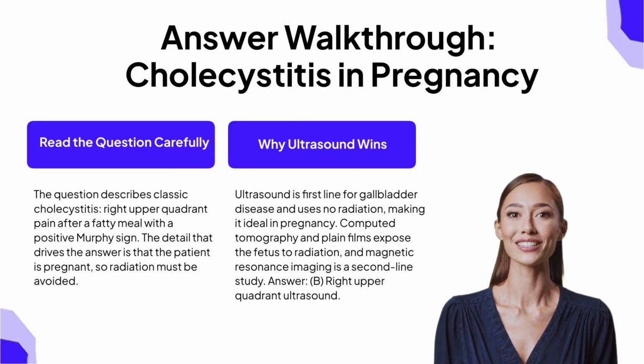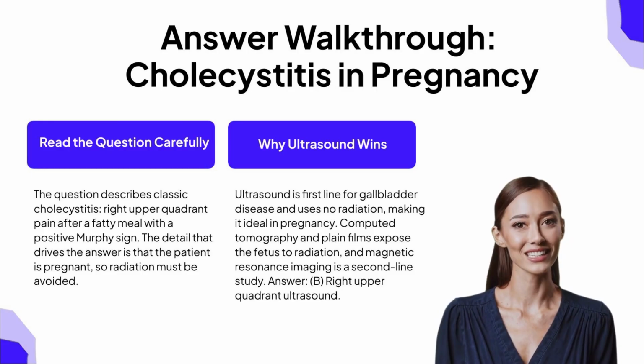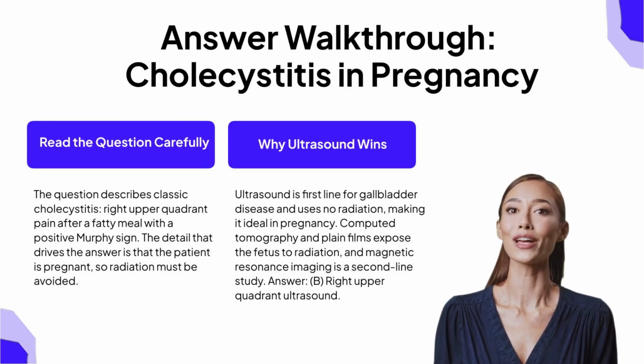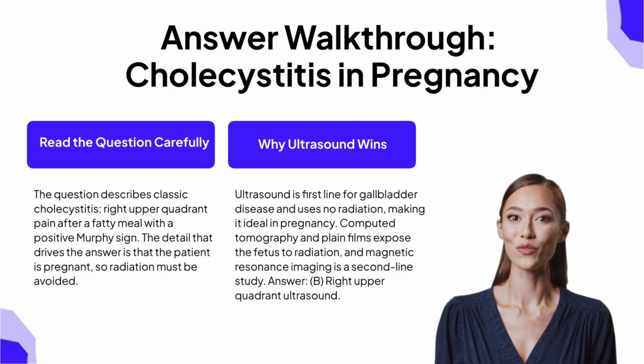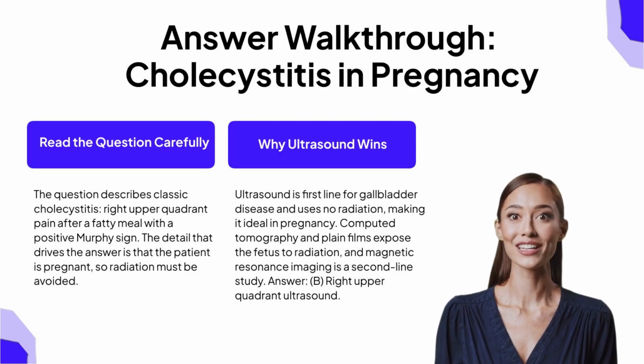This describes classic cholecystitis, right upper quadrant pain after a fatty meal with a positive Murphy sign. The detail that drives the answer is that she is pregnant, so you must avoid radiation. Now, why does ultrasound win? Ultrasound is first line for gallbladder disease and uses no radiation, which makes it ideal in pregnancy.